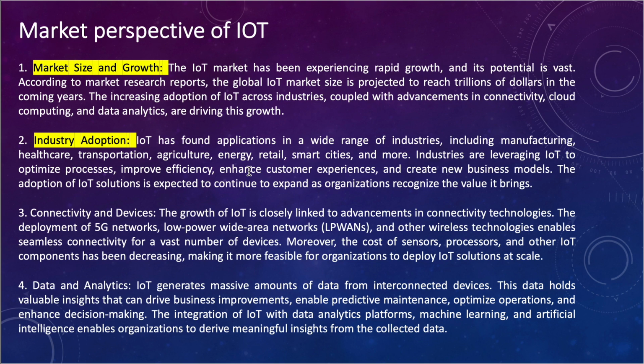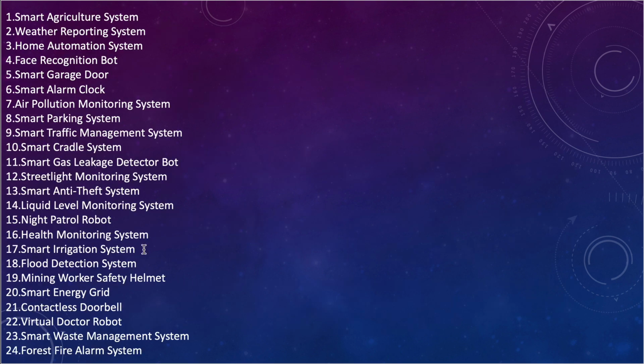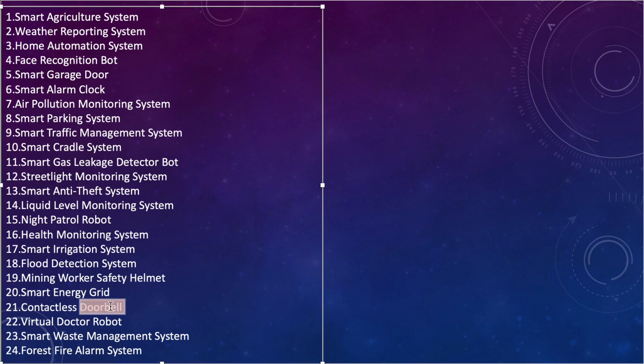Another one of those examples would be contactless doorbell and other contactless systems. Why? Because the best example would be the coronavirus situation we had. Contact with door handles, doorbells, switches, and so on and so forth, we were told to reduce as much as possible.